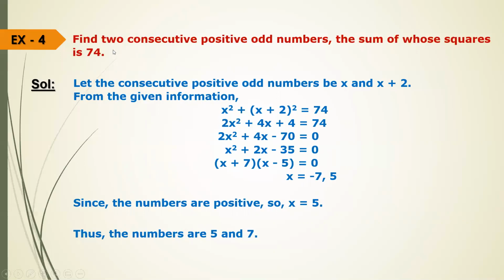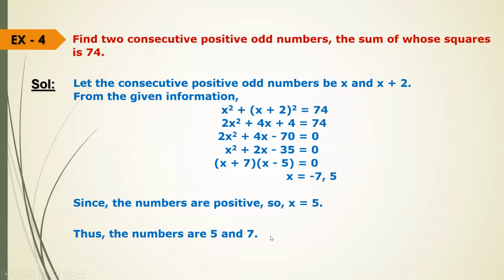In this question also the condition was given: take positive odd numbers. As it was written in the question, take only positive as the answer. So here we will neglect the value minus 7. The first number will be 5. The second number is 5 plus 2, which will give us 7. So our final answer is 5 and 7.